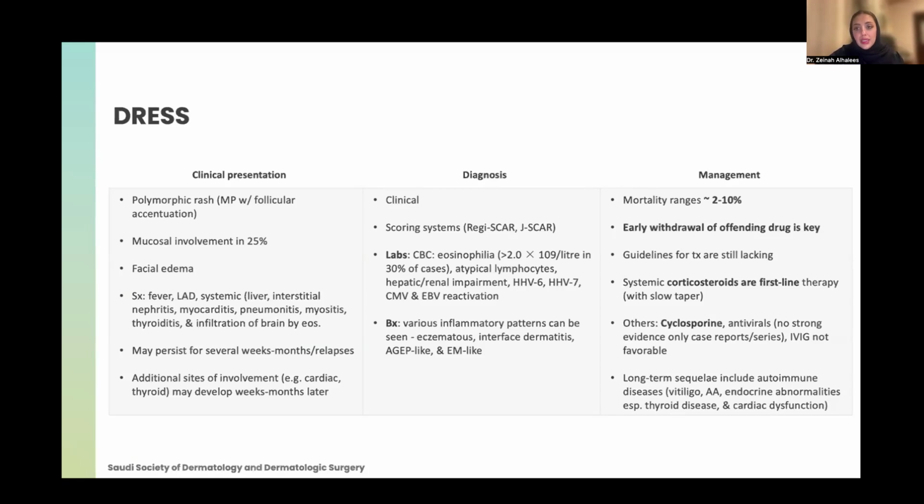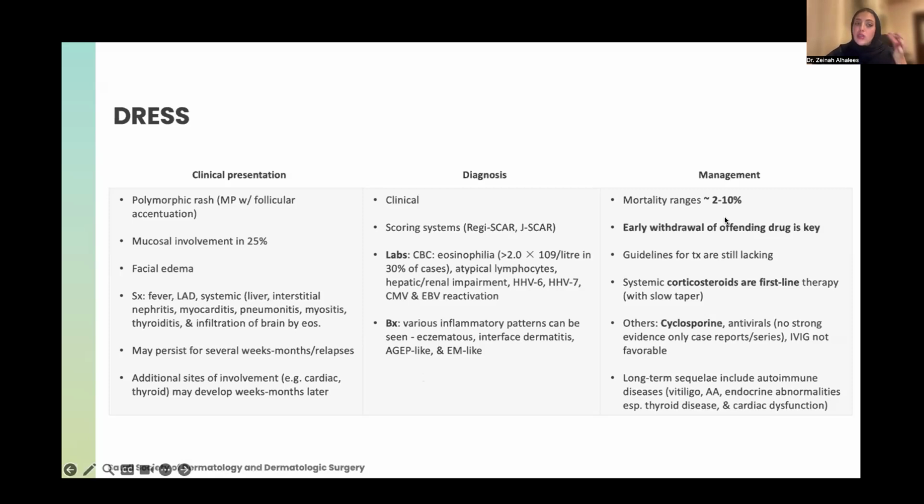You can do a biopsy, but your biopsy is usually not very specific because it can present with a lot of different patterns. So it's actually a supportive biopsy rather than a diagnostic one. You can have either an exanthematous pattern, or an interface dermatitis pattern, which is the most common one. You can have AGEP-like, EM-like. So really it's different.